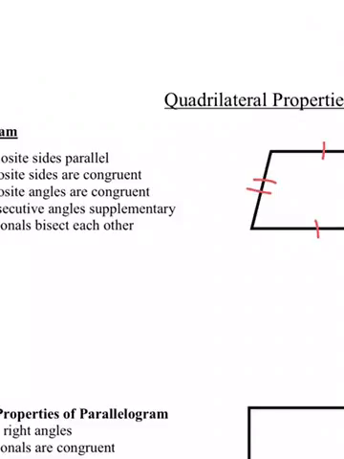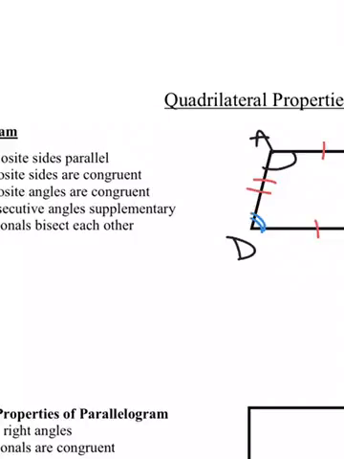Opposite angles congruent. So, we label that A, B, C, D. A and C are going to have the same angle measurement. D and B are going to have the same angle measurement.